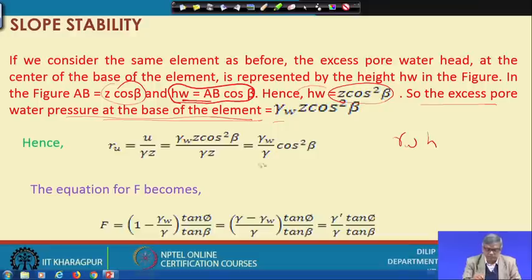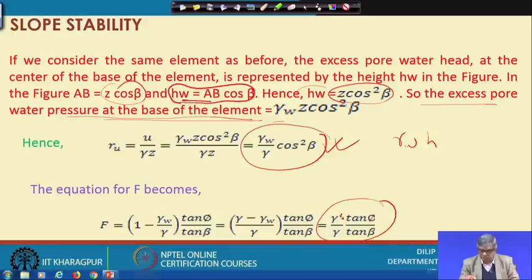So, if I put it this way, then r_u becomes this expression, and if I substitute this expression into the previous slide and simplify, the factor of safety reduces to this value, that is γ' by γ multiplied by tan φ by tan β. This is a special case. That means the slope is there, flow is taking place; in the generalized case we considered u, and in the last case flow is parallel to the sloping surface.